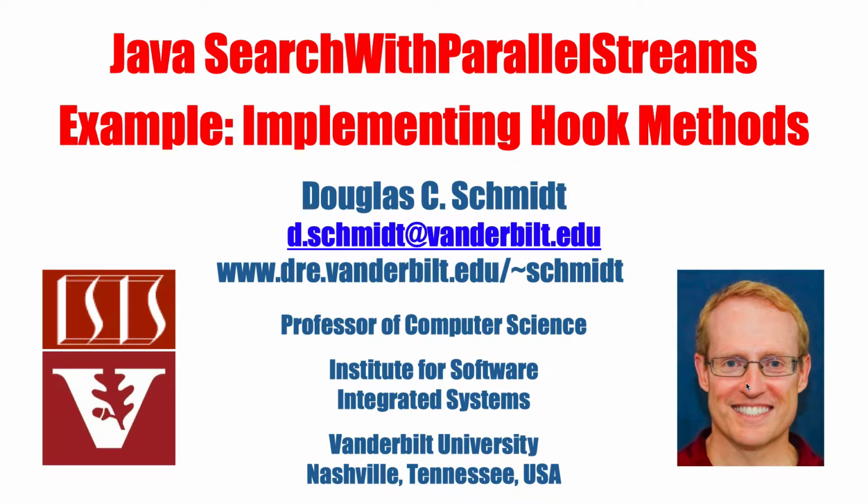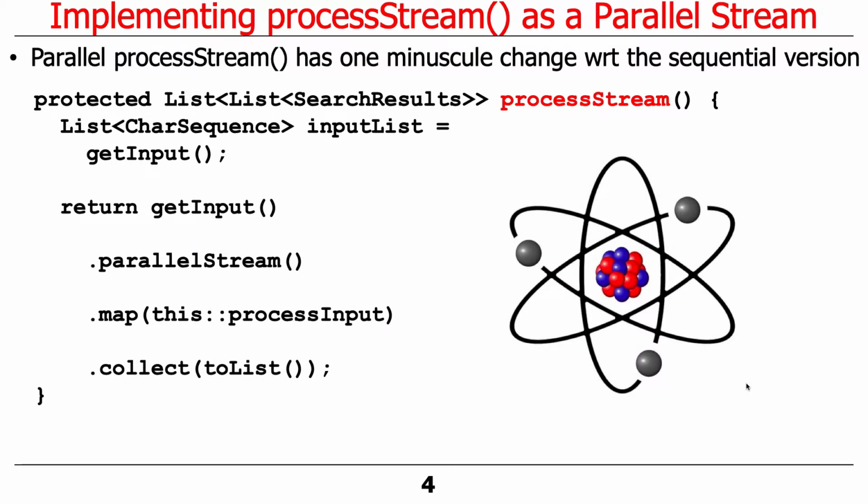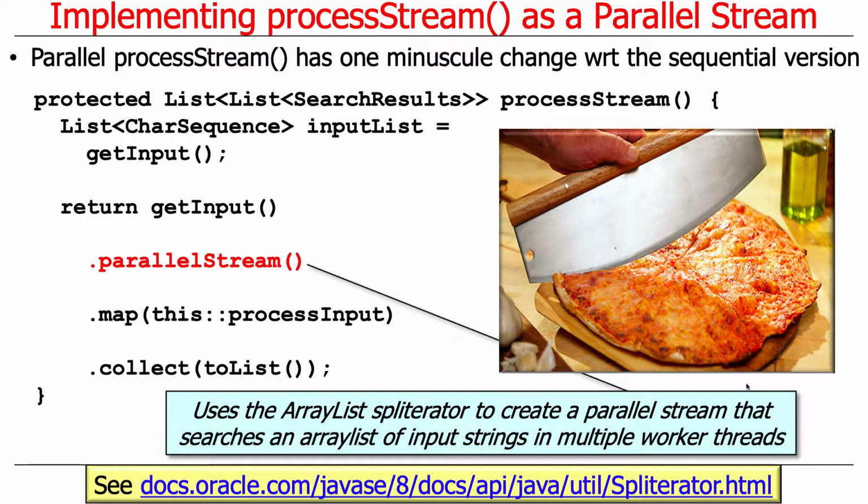Now that we've visualized the behavior, let's show how it's implemented. This is going to look ridiculously similar to what we did before, but it'll work so much faster. So here's processStream. As you'll see, there's a minuscule change here. The difference here is instead of saying stream, we say ParallelStream.